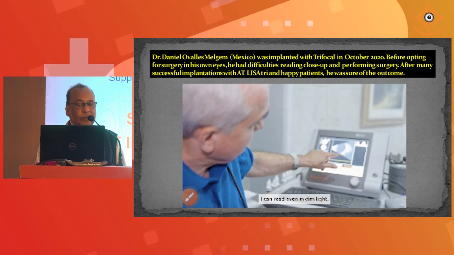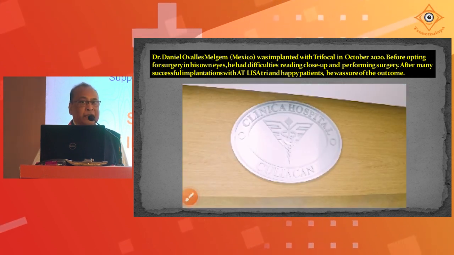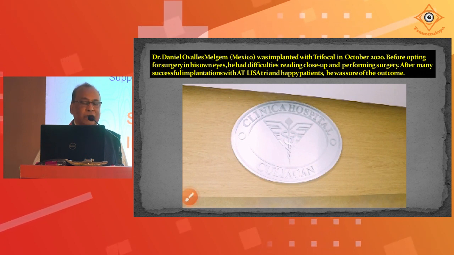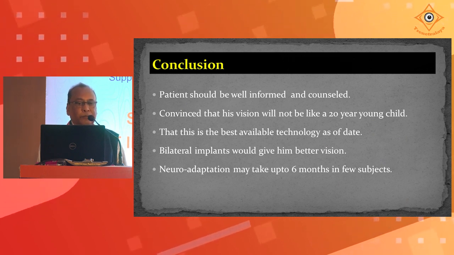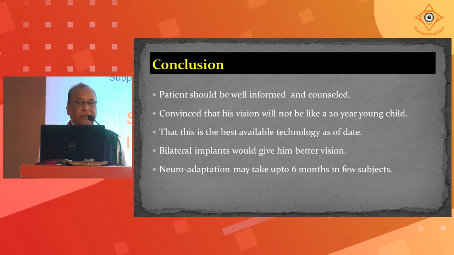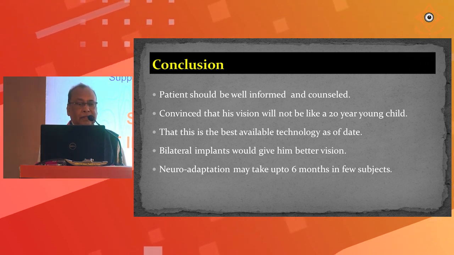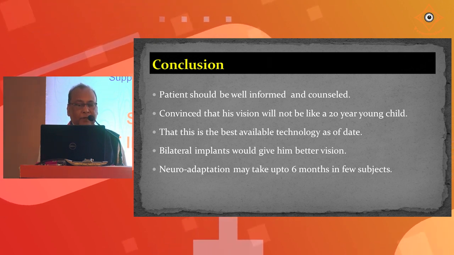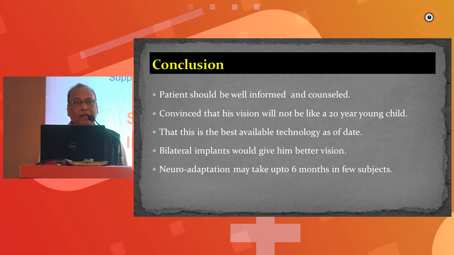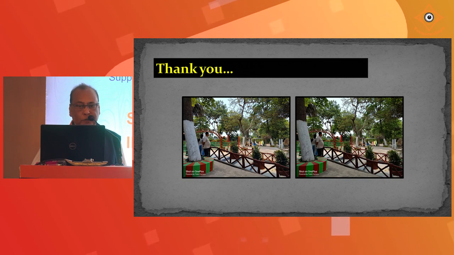After having a lot of experience implanting trifocal lenses, he himself got trifocal lenses implanted in his own eyes. So the take-home message is that the patient should be well informed, counseled, and convinced that his vision will not be like that of a 20-year-old, that this is the best available technology as of date. Bilateral implants should give him better vision, and neuroadaptation may take up to 6 months in a few subjects. Thank you so much.